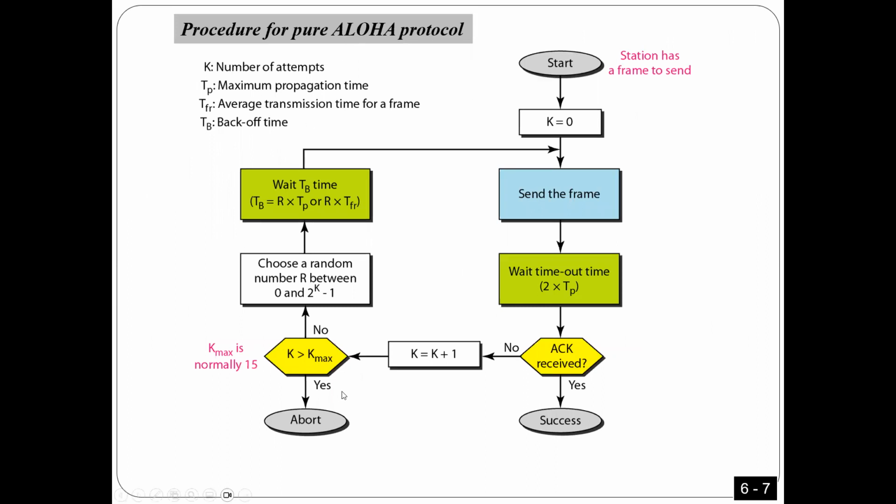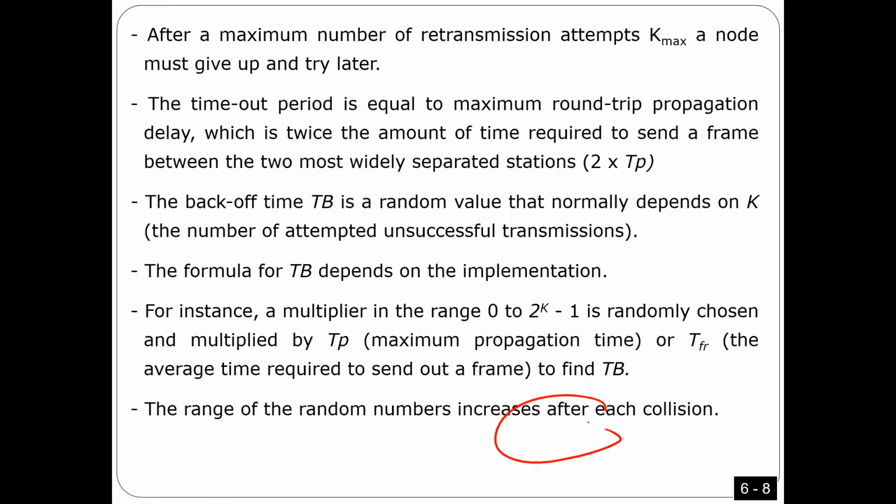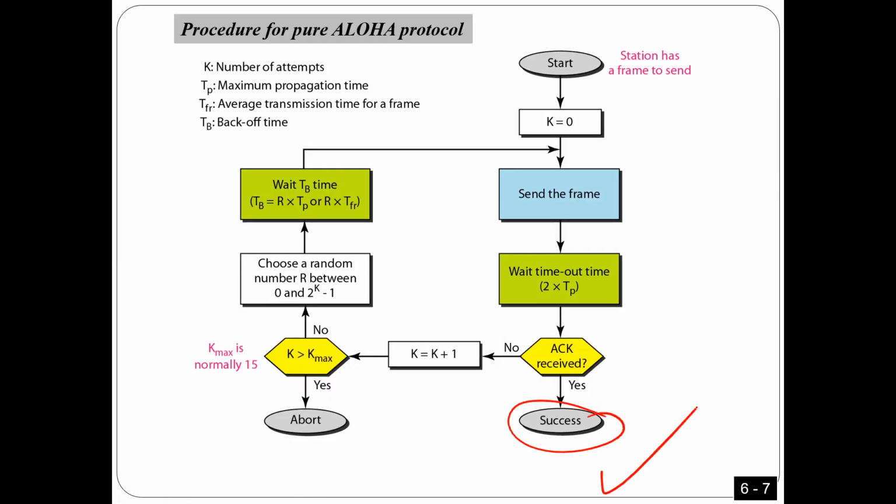Look how I'm going to do it. Here we have K. K means how many times you tried, how many times you failed. So I transmitted, I failed, so I'm going to try again. In the very beginning, K is equal to 0 because I didn't fail at all. Number one, I'm going to send the frame. Number two, I'm going to wait for double propagation time. Then I'm going to see if I receive acknowledgement: success, congratulations, you did it, I'm done.